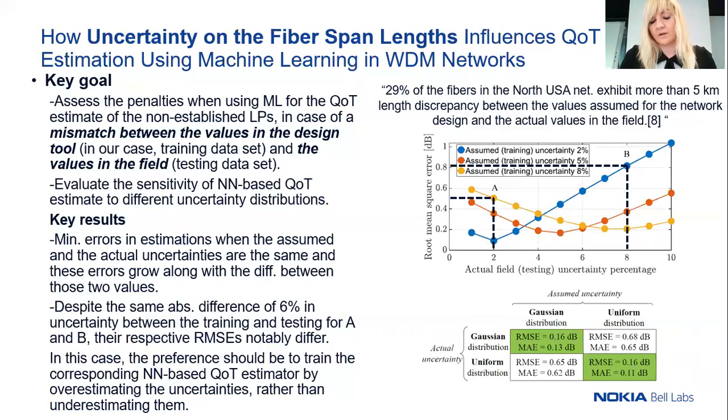And in order to generate uncertainty in our training and testing data set, we used two different distributions. We used a Gaussian distribution and we used a uniform distribution. What you can see here in the table is that when we train and test with the same distribution, we have the smallest errors. But when you train with one type of distribution and test with another type of distribution, your errors get higher. The problem is to know what kind of distribution you have for the uncertainty of your span length in the field.